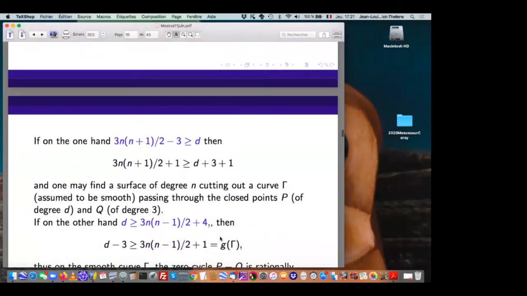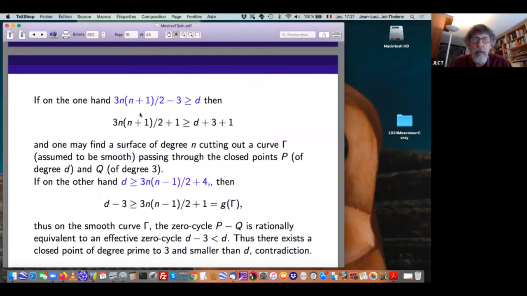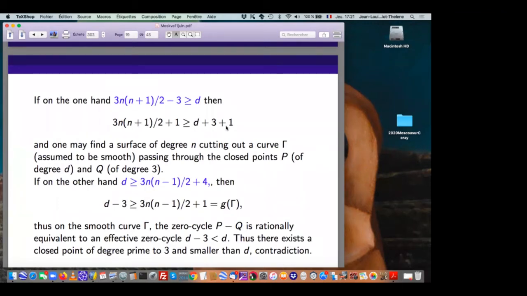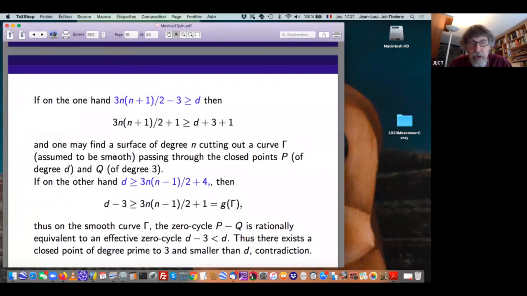So if, on the one hand, this condition is fulfilled, 3n times n plus 1 over 2 minus 3 is at least d, then what you get is that the dimension of the linear system is bigger than d plus 3 plus 1. And so you can find a surface of degree n, which cuts out a curve gamma, which we assume to be smooth, passing through the point of degree d and through the point of degree 3. There's enough room.